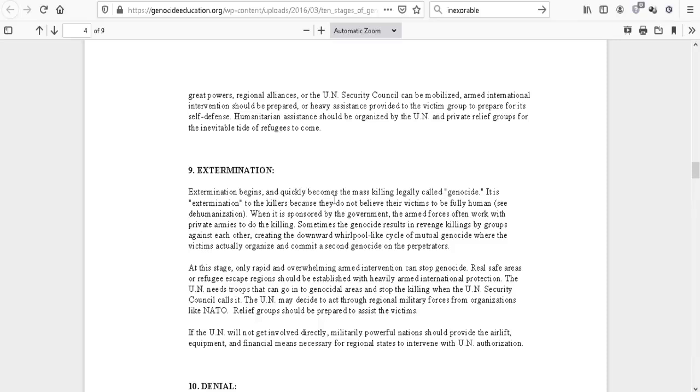Nine. Extermination. Extermination begins and quickly becomes the mass killing legally called genocide. It is extermination to the killers because they do not believe their victims to be fully human. See, dehumanization, like you are an animal, you are an insect, you are just nothing. When it's sponsored by the government, the armed forces often work with private armies to do the killing. Watch out for that.